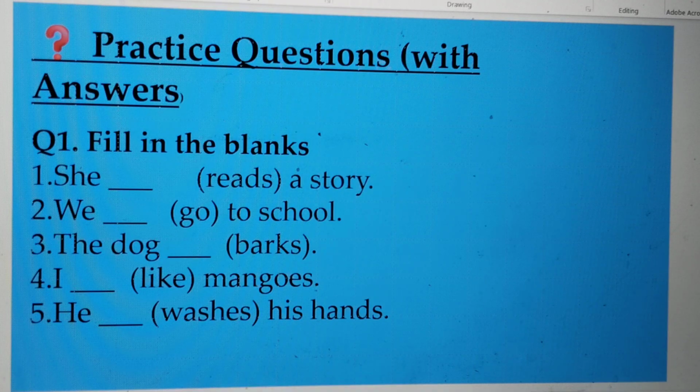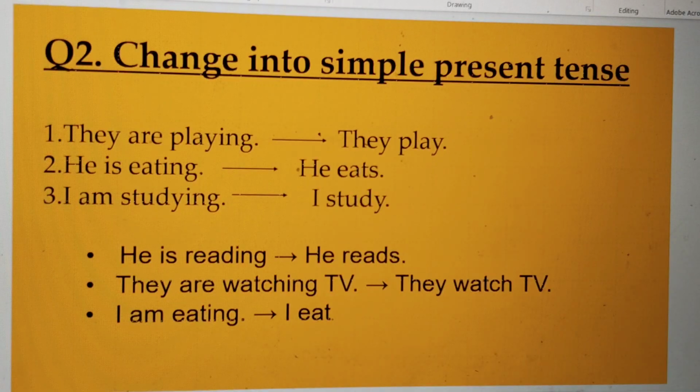He washes. Wash becomes washes, and we will use es with it. So, he washes his hands, because the word wash ends with sh. Any word ending with sh or ch, we will add es to it. We've just learned it in the previous slide. Let's move on and see how to change a present continuous sentence into simple present tense. Now the sentence is: they are playing.